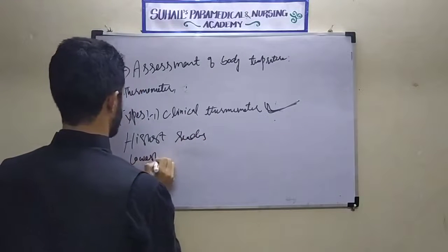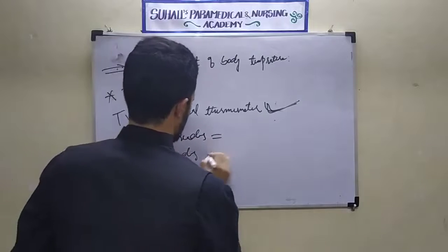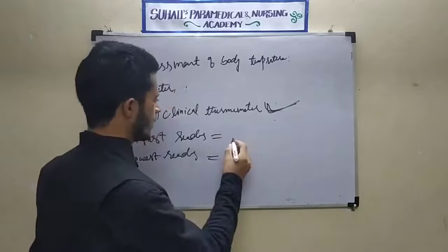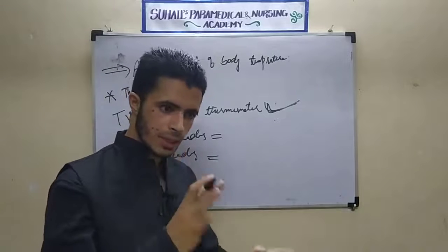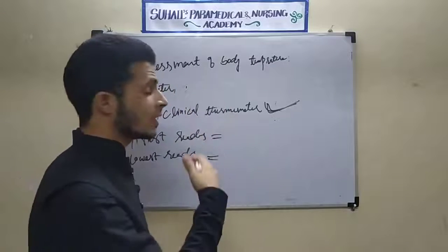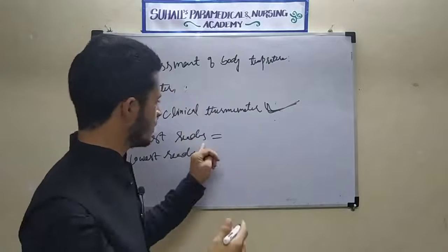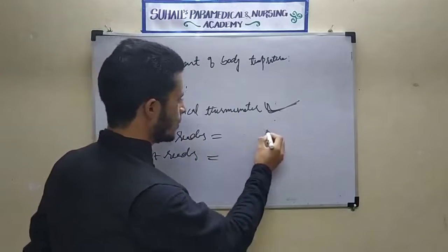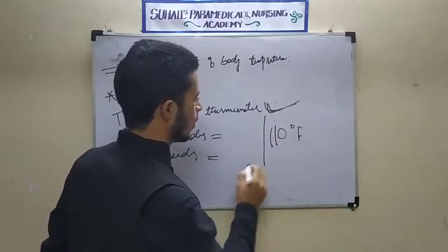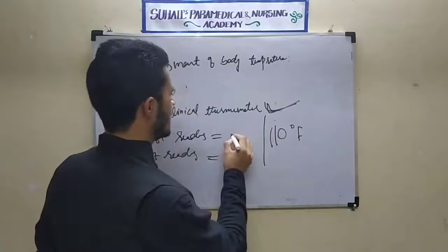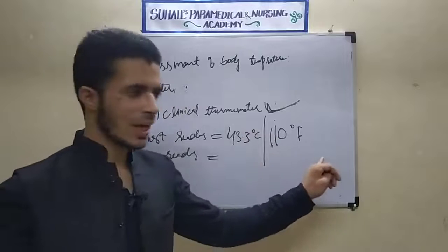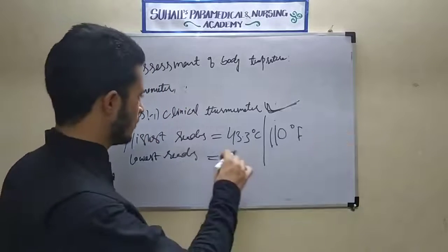The highest reading and lowest reading in case of clinical thermometers. What is the highest reading in the thermometer? In degrees Fahrenheit, it will be 110 degrees Fahrenheit. Or in degrees Celsius, it is 43.3 degrees Celsius. I will tell you the formula to convert this after some time.